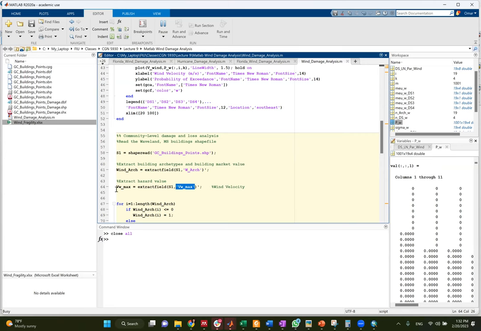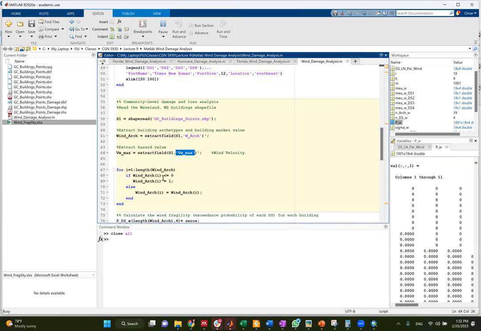I asked MATLAB, if the wind archetype is less than or equal to zero, that means it doesn't have an archetype. I assigned wind archetype one because I don't have any other options. And other than that, it loops inside the buildings. If it finds zero, it assigns one. But if it finds five or six or seven, keep it there. So this is the second thing. Else, the wind archetype I is equal to wind archetype I. So if you find zero, put this. If you find a number, keep the number.